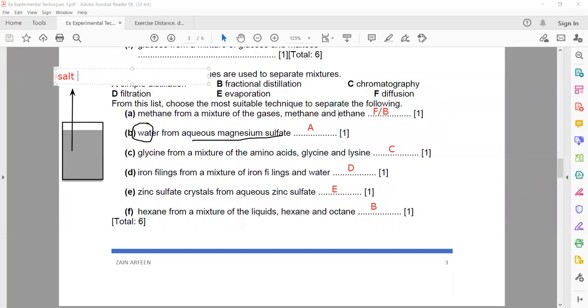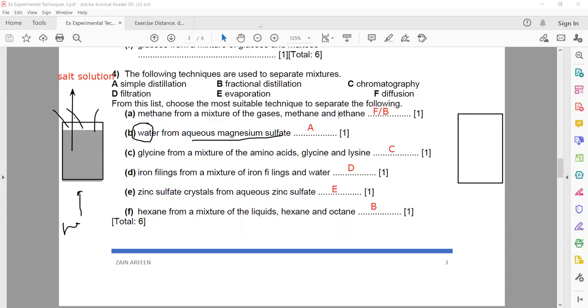So you have a salt solution and I want salt from this. If I have dissolved salt in water and I only need the salt, what can I do? I can evaporate, which means I can supply heat energy until all of the water escapes, and what we are left behind with is the salt. That's called evaporation.